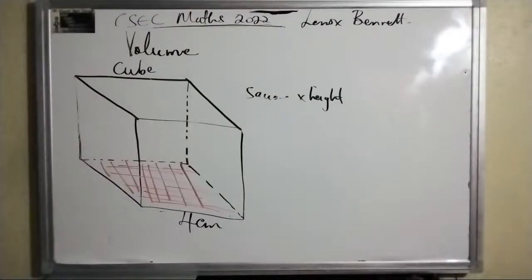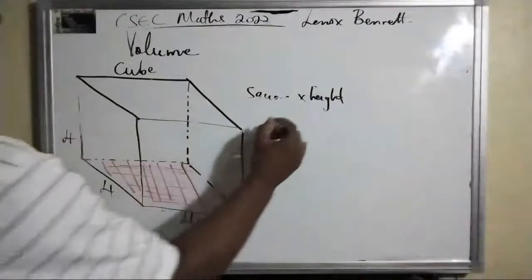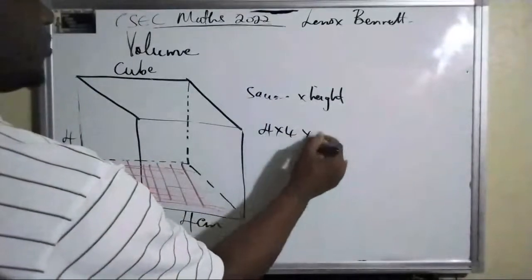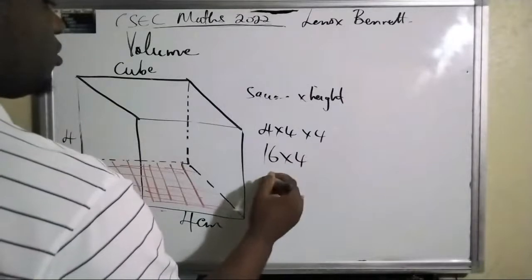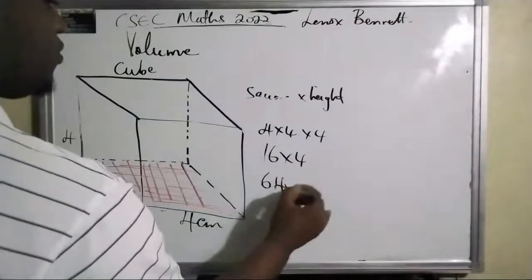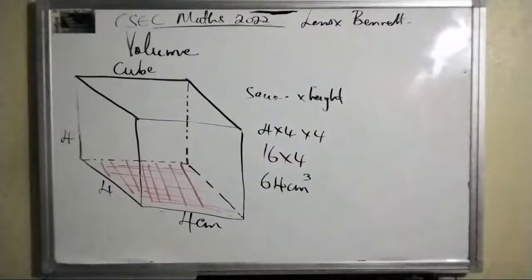Alright, let's go. So it has all sides equal as before, so it's not rocket science. So it will be 4 times 4 times 4, and that will be 16 times 4. 4 times 6 is 24, so that is equal to 64 centimeter cube. If this was 5, what would be the volume? Alright, so we're not gonna spend much time on this.